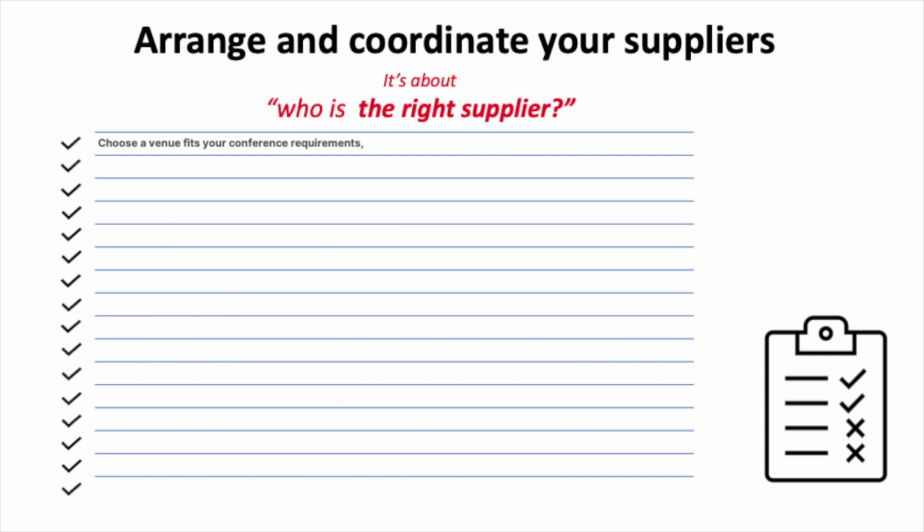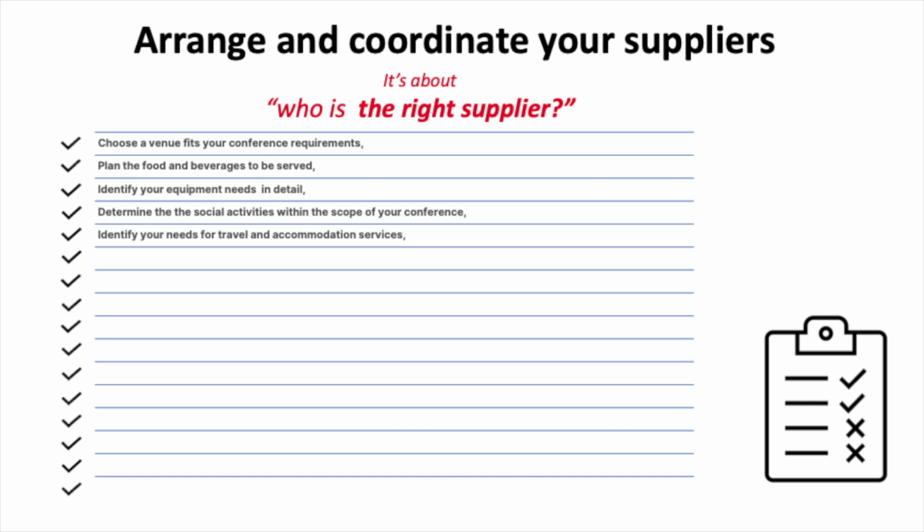Choose a venue that fits your conference requirements, such as the number of meeting rooms, capacities, and breakout areas, and check their policy about providing technical equipment, food, and beverage. Plan the food and beverages to be served, and identify your visual and technical equipment needs in detail. Determine the necessary services within the scope of the conference's social activities. Identify your travel and housing needs. Determine the services to be provided to the invited speakers, including the fees and terms. Make agreements with the supplier you have selected, including all the possible details, such as payments, penalties, updates, and insurance.